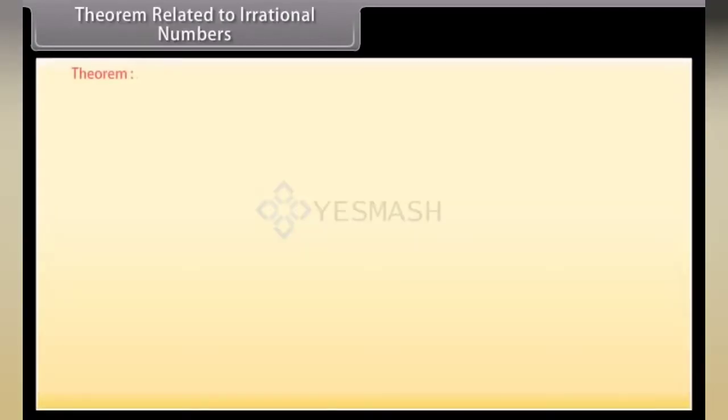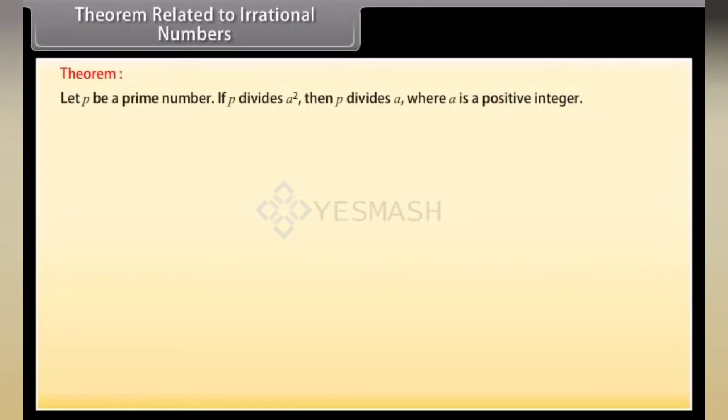Theorem related to irrational numbers. Theorem: let p be a prime number. If p divides a square, then p divides a, where a is a positive integer. Let us prove this theorem.